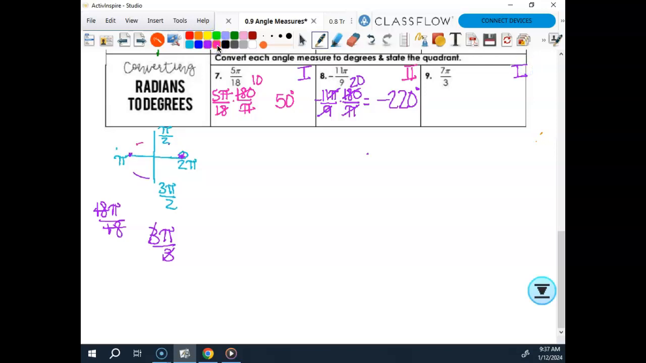So then I'm going to do 7 pi thirds, and I'm going to multiply that by 180 over pi. These pi's are going to cancel out. How many times does 3 go into 180? 60. And 7 times 60 would give me 420 degrees. Okay, so I'd go 360 and another 60. That would put me in the first quadrant.